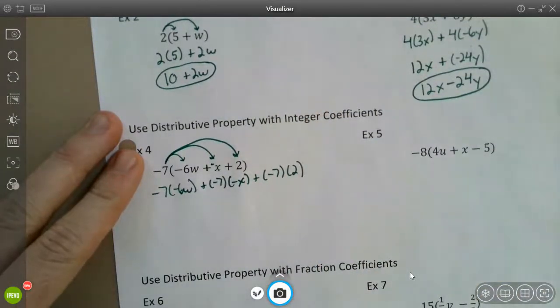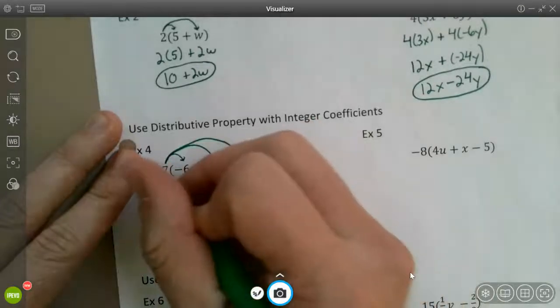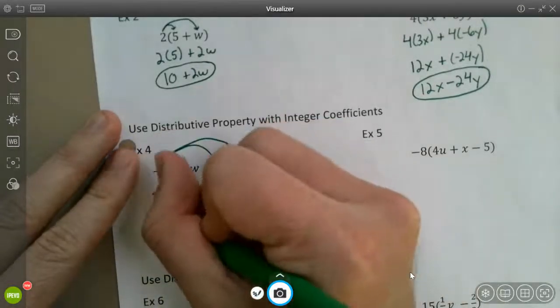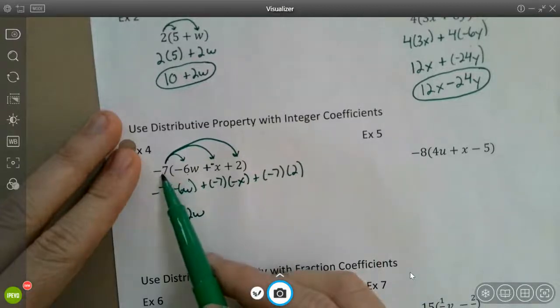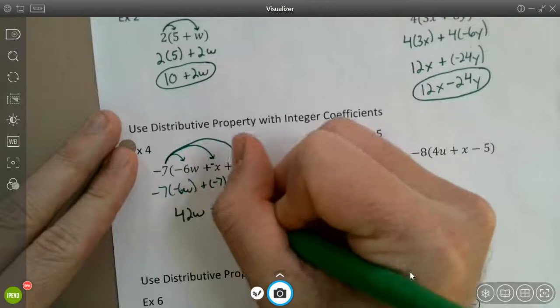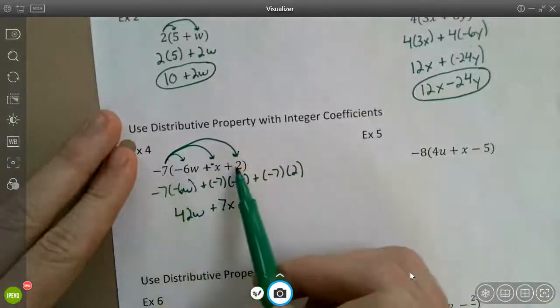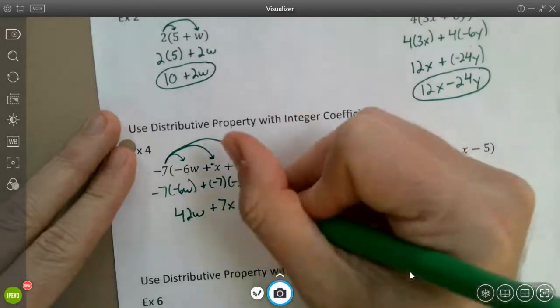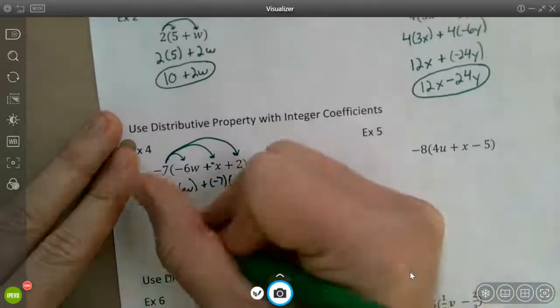That negative 7, notice how it goes to each. Now, some people want to skip this step because it looks a little confusing, but really it's just negative 7 times negative 6. So negative 7 times negative 6 is 42w because a negative times a negative is positive. Take a look here. Negative 7 times a negative x would be a 7x. And last but not least, a negative 7 times a 2 is going to give you a negative 14. Now we can write it like that, but really it's the same exact thing.